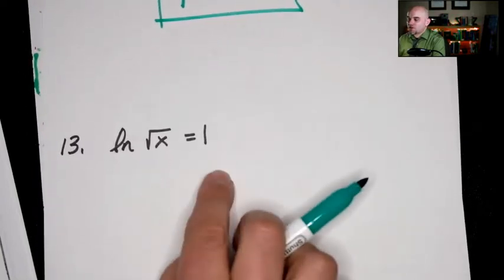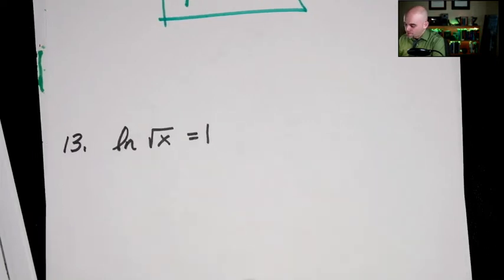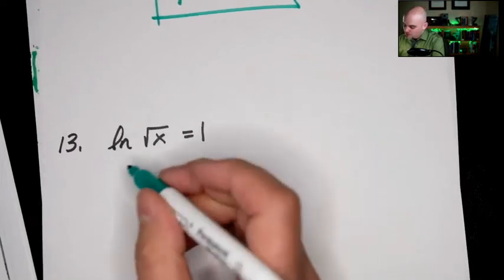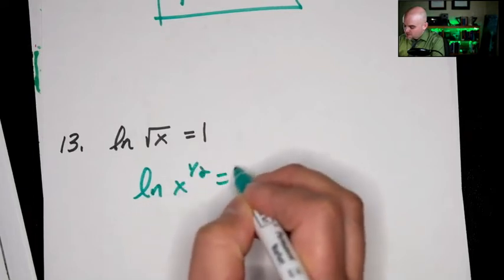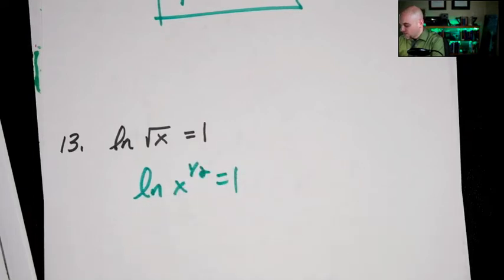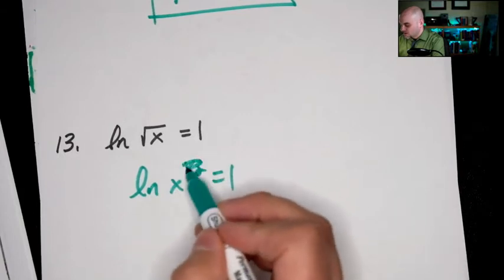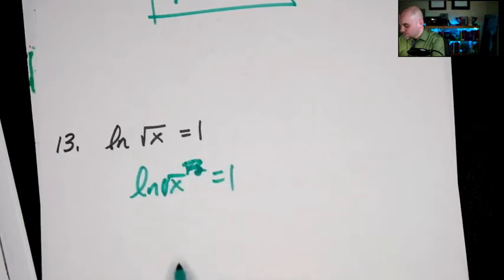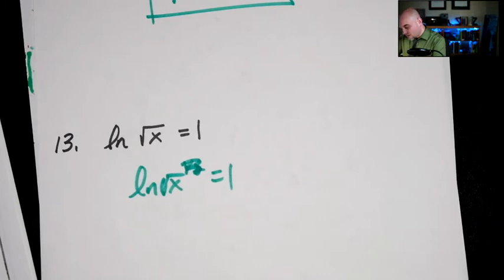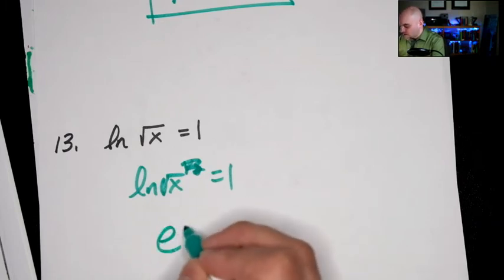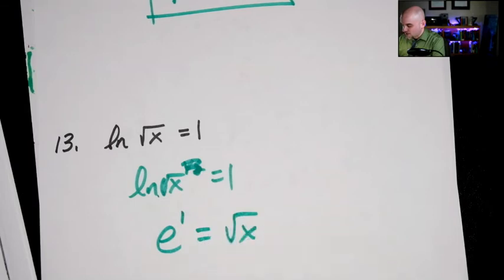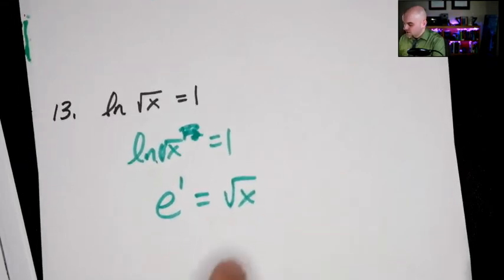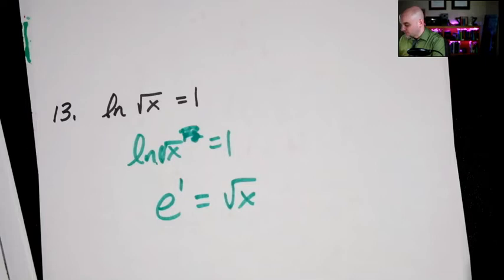The natural log of the square root of x equals 1. We can rewrite this if we want to as the natural log of x to the 1/2. If that makes you happy, you can do that. Or you can leave it square root of x. Actually, in this problem, let's leave it like that. This is base e, right? So I'm going to convert this to exponential form. It's e, that's the base, raised to that exponent equals the square root of x. That's why I left it like that, because I want to square this thing.